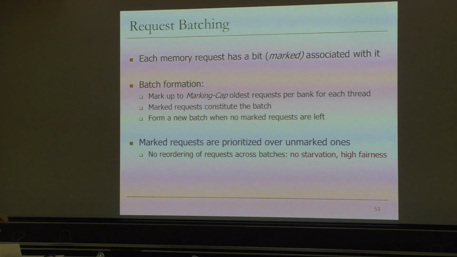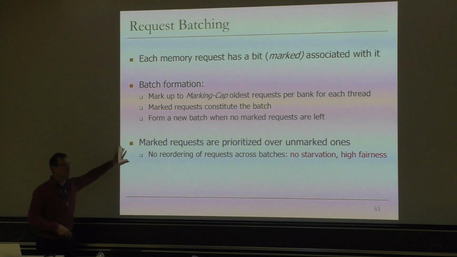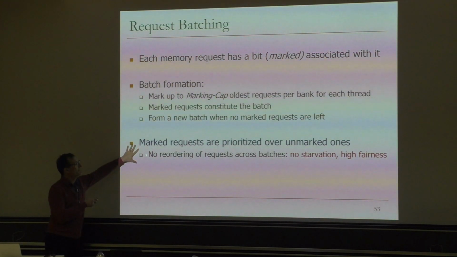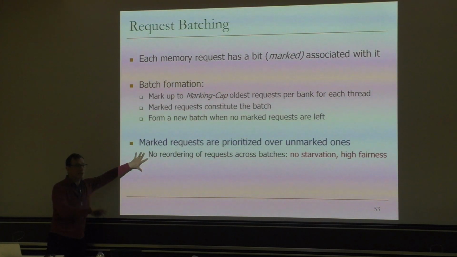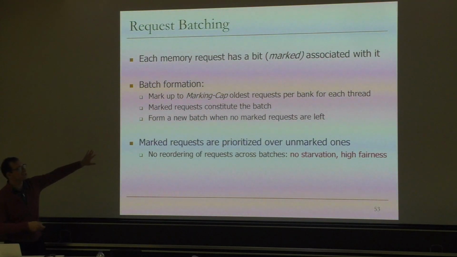Right. That makes sense. And if there are no marked requests to a bank, that's okay. You can serve not marked requests. Basically, this is a prioritization policy. Remember, all memory scheduling policies are better if they're prioritization policies. Marked requests are prioritized over unmarked ones. There's no reordering of requests across batches. And this is what gives you strong guarantees in terms of no starvation. And also it helps fairness.